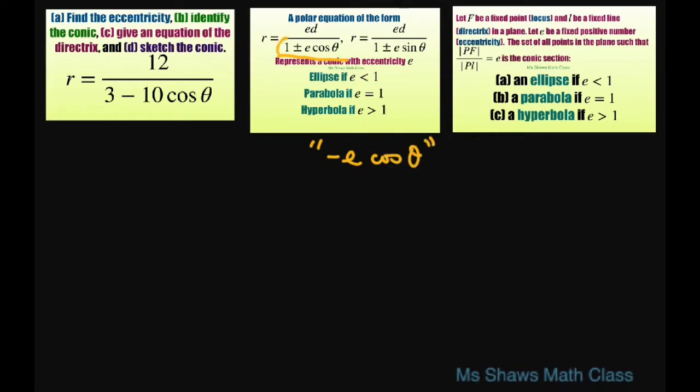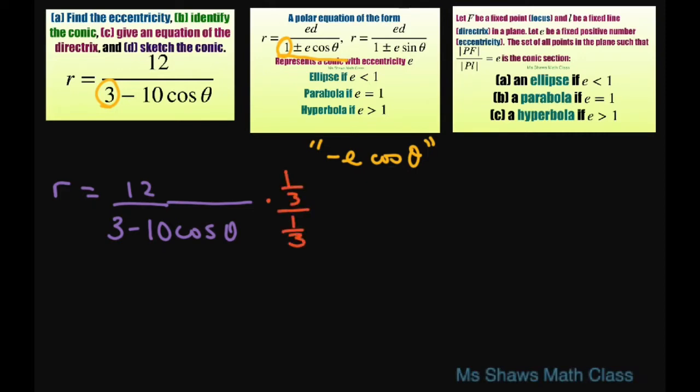The problem is we have a 1 here, and here we have a 3. So we're going to write our equation as r equals 12 divided by 3 minus 10 cosine of theta. To get a 1 there, we multiply our numerator and our denominator by 1/3. This gives me 4 in my numerator, and 3 times 1/3 gives me the 1. Then we have minus 10/3 cosine of theta.